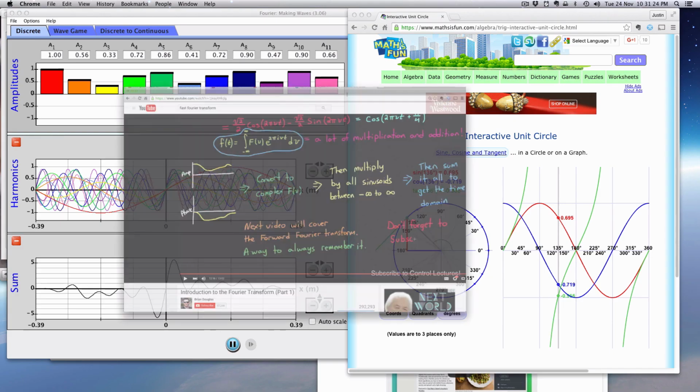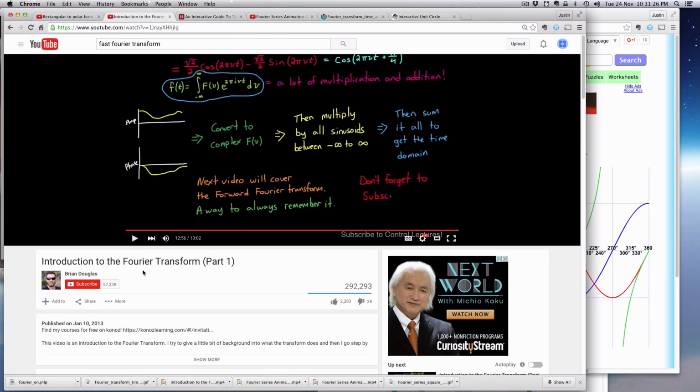Okay, so great. Thank you very much, Mr. Douglas. That's very helpful, I think, in trying to understand slightly a more mathematically informed understanding of this Fourier transform.